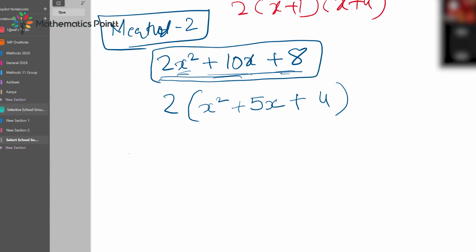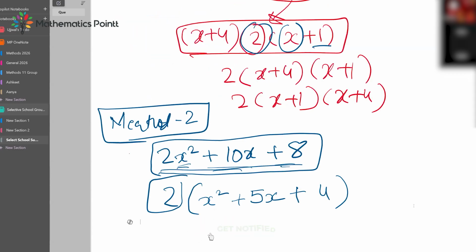Now, just forget this 2 for a second. Just forget it. This 2 is going to be there. You see in your answer, in the first method, you had this 2 being pulled out in the last step. But in this scenario, we pulled out this 2 at the very first step.